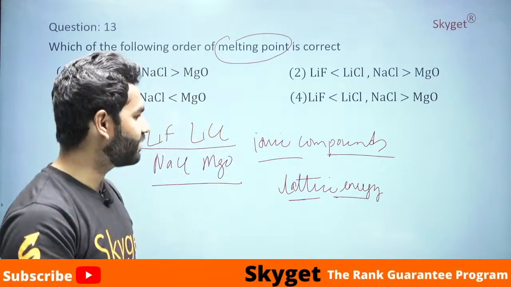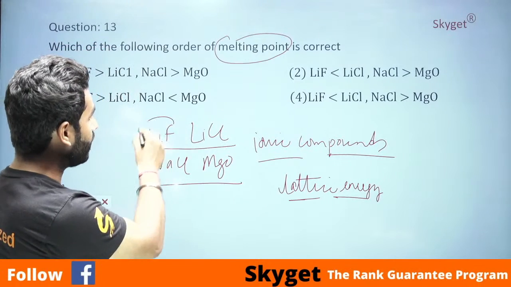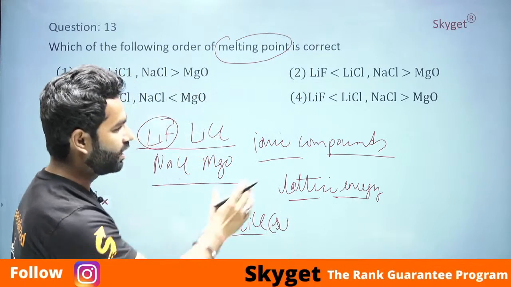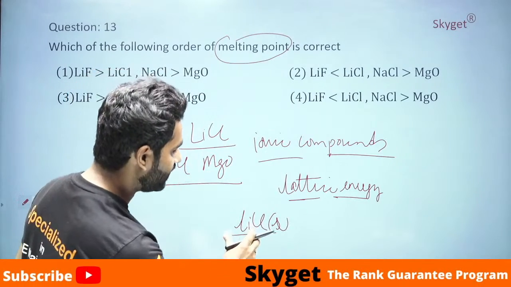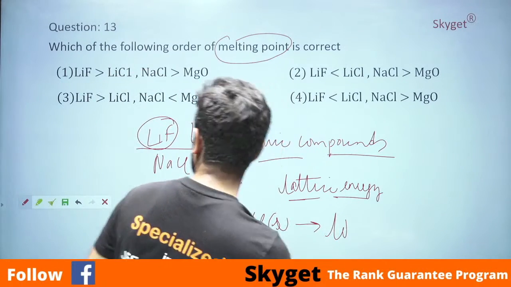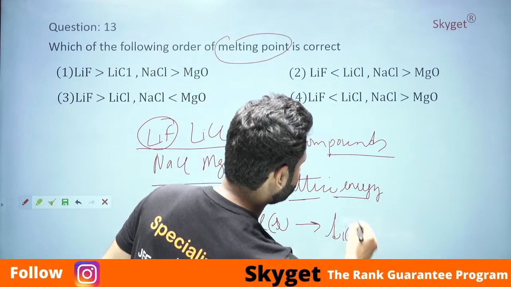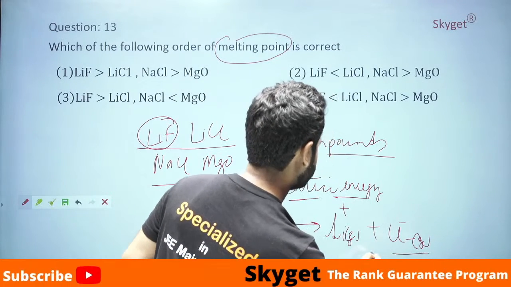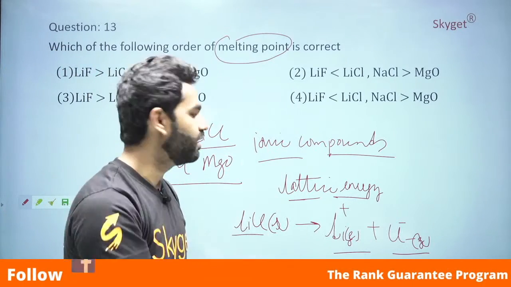Okay, so lattice energy is the energy which is required to break an ionic compound, suppose LiCl, in its solid form. The lattice energy is the energy required to break 1 mole of LiCl into its constituent gaseous ions, that is Li+ gaseous plus Cl- gaseous. Okay, so this is the lattice energy equation as well as the lattice energy explanation.